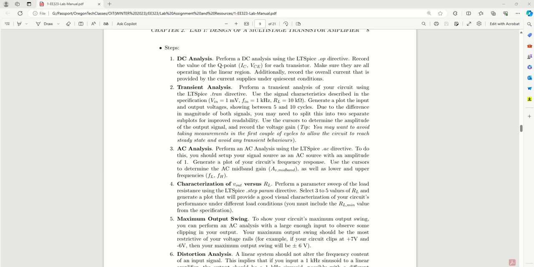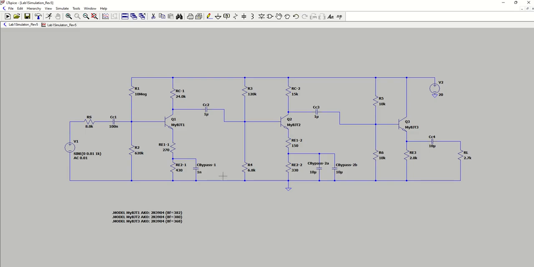After we do that, we're going to take a look at the maximum output swing, and we'll achieve that by increasing the input voltage to see what our max output swing is. So I'm going to pull up my schematic, and we're going to start with the Vout versus RL.